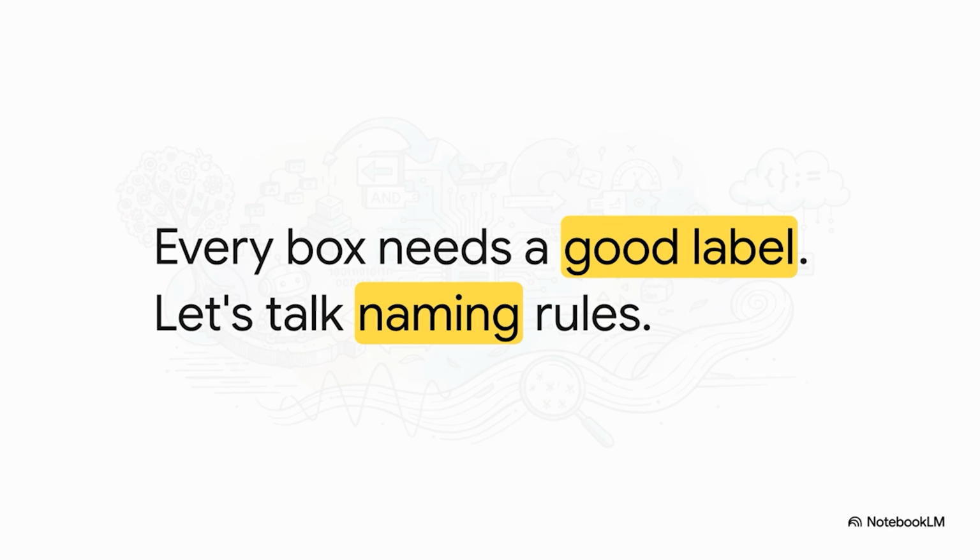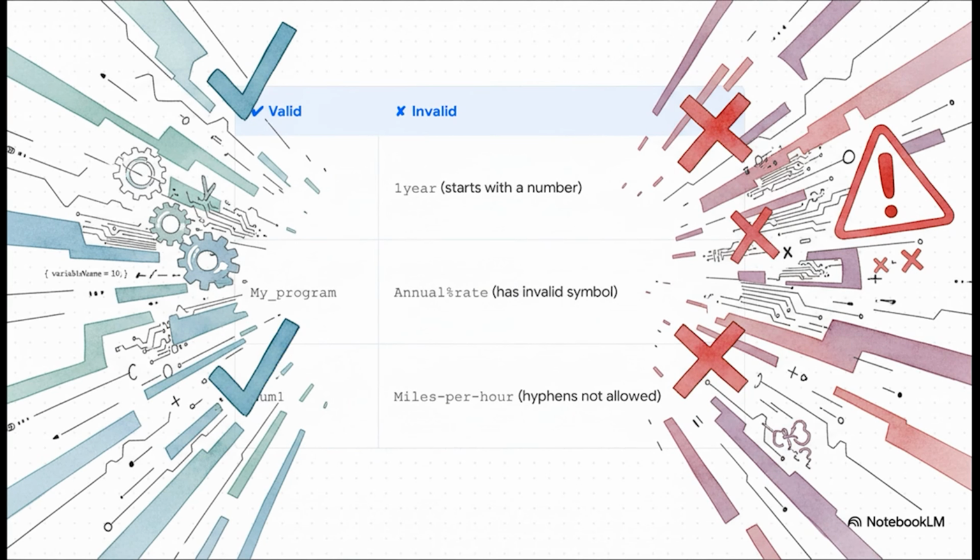Now, just like in real life, a good label is everything. You wouldn't just write stuff on all your boxes in the garage, would you? You'd have a mess. It's the same in programming. You need clear, descriptive names for your variables. But there are a few rules you have to follow. This table breaks it down perfectly. Take a look at the valid column. You can use letters, you can use underscores, you can even put numbers in there as long as it's not at the very beginning. But then look at the invalid side. That's where you see the common mistakes. You can't start a name with a number, you can't use special symbols like a percent sign, and you can't use hyphens. Getting these simple rules down is going to save you a lot of headaches later.